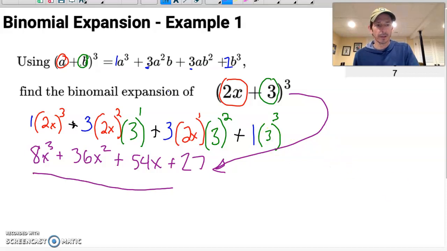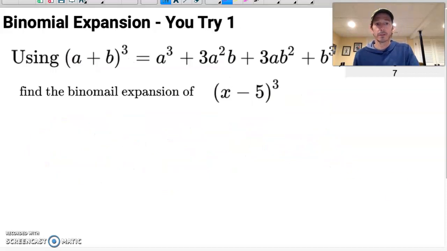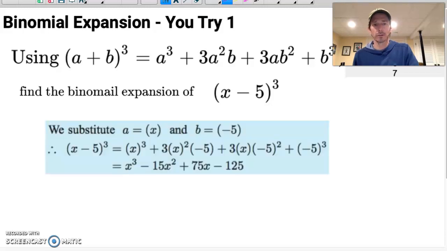All right, guess what happens next? You get to pause the video and try one yourself: x minus 5 cubed. Pause video, try. Okay, hope it went well. This is what you should have gotten right there in blue. Again, feel free to pause, take a look, see where they all came from. This is kind of an important topic because it shows up on the test. And it's also kind of fun.